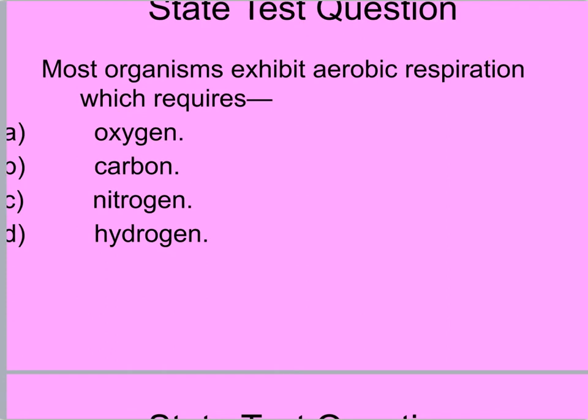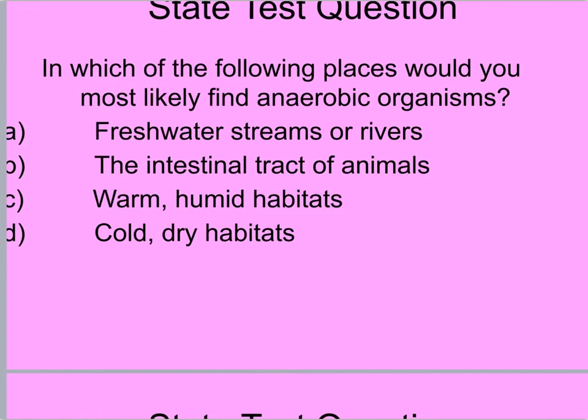So most organisms exhibit aerobic respiration, which requires oxygen. In which of the following places would you most likely find anaerobic organisms? Well, which one of these would you not have oxygen? The intestinal tract of animals.